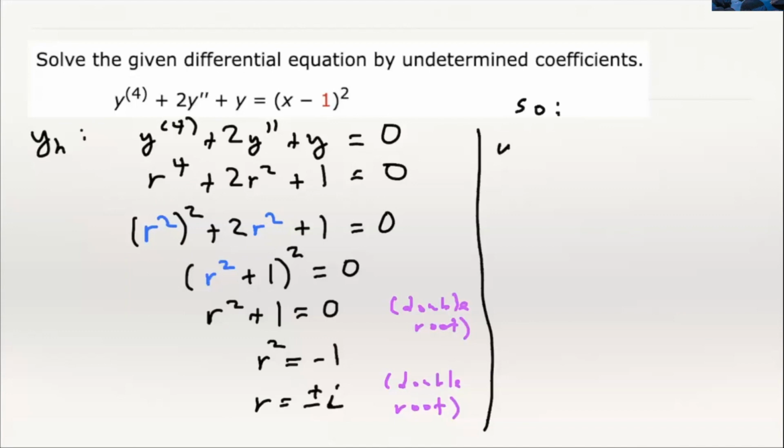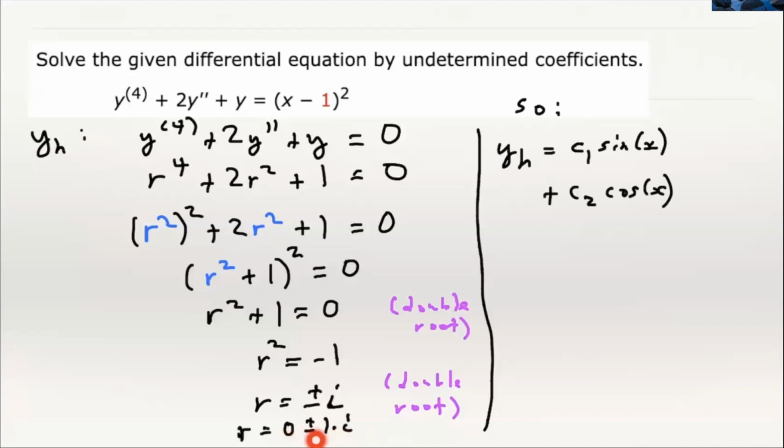So what does that mean yh is? Well, we'll have c1 sine x plus c2 cosine x. Remember that this is 0 plus or minus 1 times i. So this is using our formula for the case of a conjugate pair of roots. And e to the 0, the e to the alpha x that would be here, that's just 1. So anyway, it's that, but it's a double root, so then plus c3 x sine x plus c4 x cosine x. So that's our y sub h.